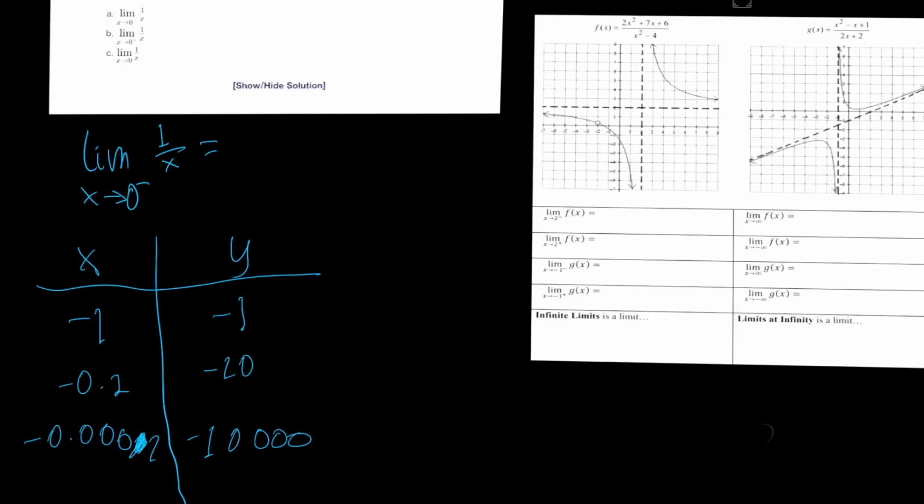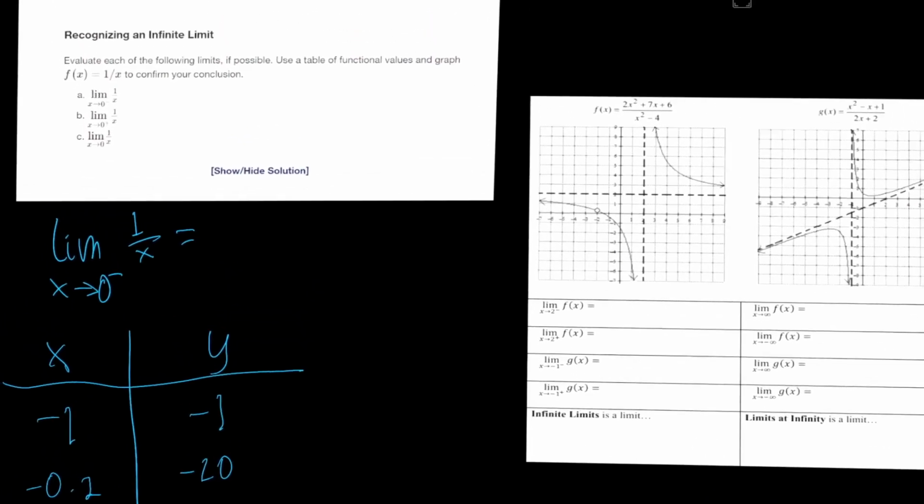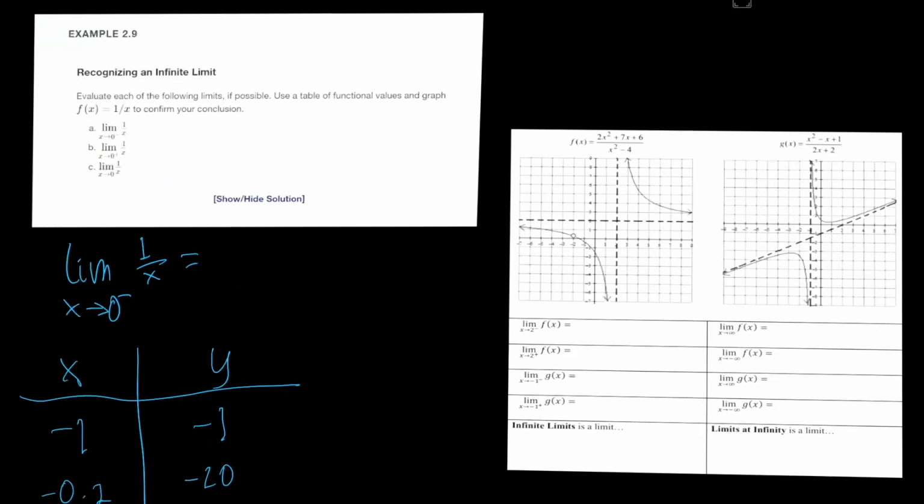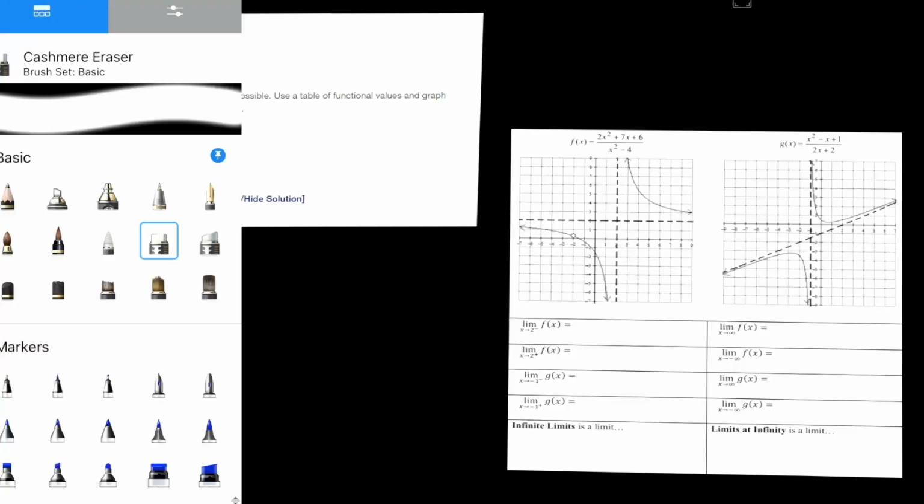So what can we see over here? We can see that as x approaches 0 from the left side, y gets larger and larger in magnitude in the negative direction, which means it's going to keep going to negative infinity. So the limit for this problem would just equal negative infinity.